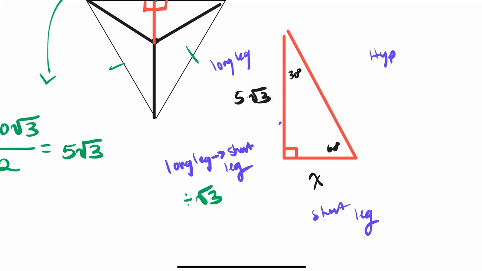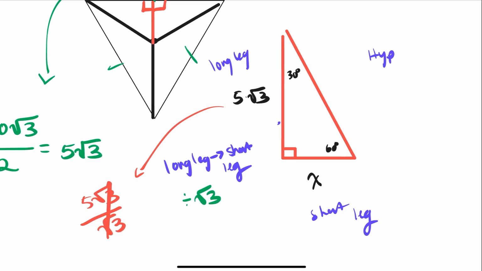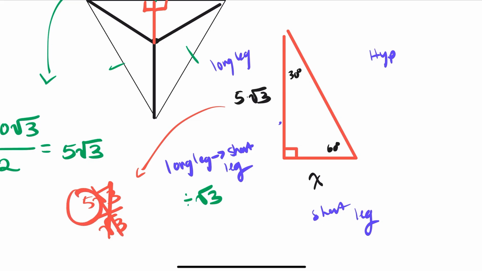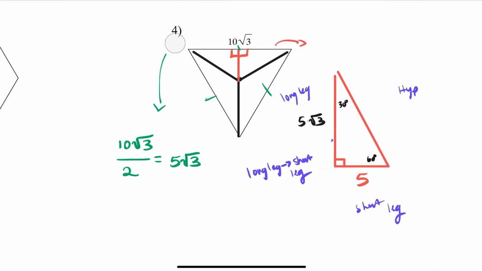We have this value of 5 root 3, and we're going to divide that by root 3. I'm going to show that over here. So 5 root 3 divided by root 3, to get the short leg. What's nice here is we have the same values on the top and the bottom, so that's just going to cross out and leave us with 5. And so that value there is 5. I'm going to erase some of this work. It's in the way. Get rid of this as well.